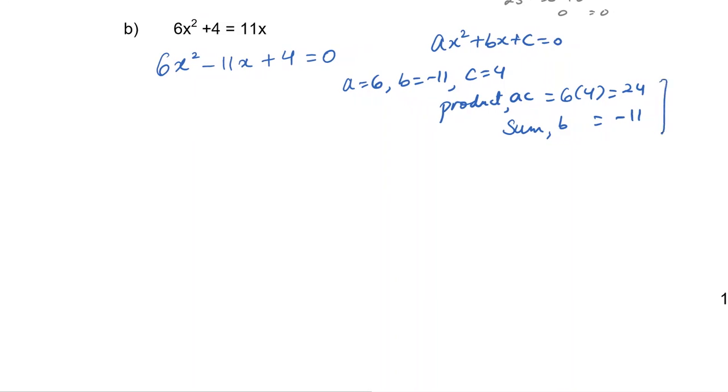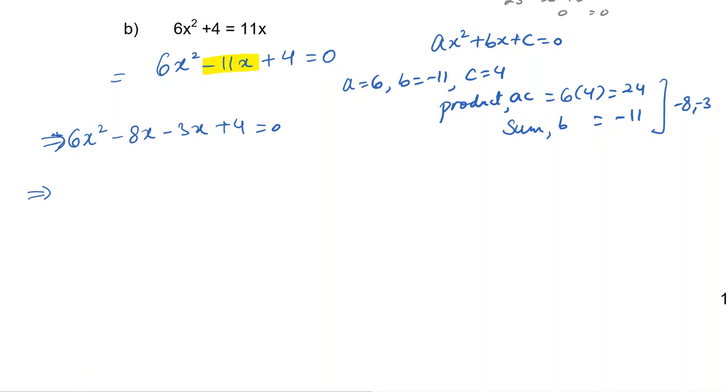So think about the two numbers whose product is positive 24 and sum is negative 11. The two numbers are 8 and 3. But no, it should be negative 11, so negative 8 and negative 3. Alright, so we're going to use those numbers and split the middle term. So I'm going to rewrite this as 6x squared, instead of negative 11x, I'm going to write negative 8x, negative 3x plus 4 equals 0.